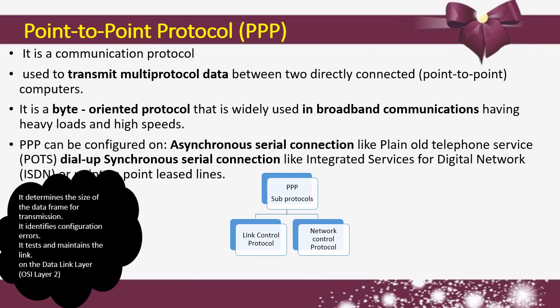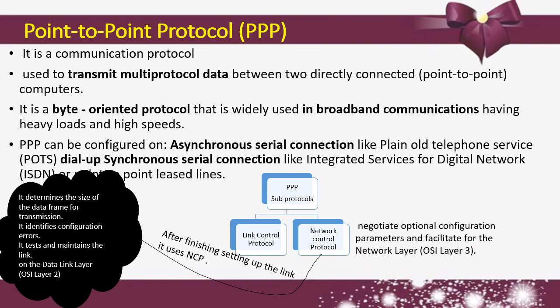Link control protocol: the point-to-point protocol is in the data link layer, the second layer of the network layers. The link control protocol determines the size of the frames and identifies whether any error is there or not. It identifies and tests in the data link layer. After finishing all this, it goes to the network control protocol. Network control protocol negotiates, that is, obtains all the optional configuration parameters and facilitates the next, third layer, the network layer.